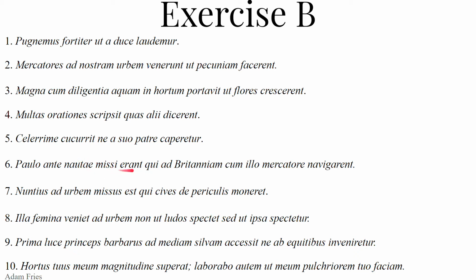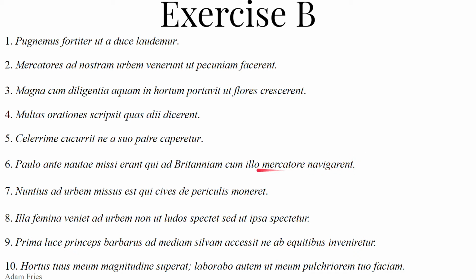So the sailors had been sent, who ad plus the accusative, motion towards, Britanniam, that island, to Britain, cum plus the ablative, illo mercatore, that merchant over there, yonder merchant, mercator is masculine, with that merchant, navigarent. Because the introductory verb was pluperfect, we're in secondary sequence. That gives us an imperfect subjunctive dependent verb, navigare plus the unt, navigarent.